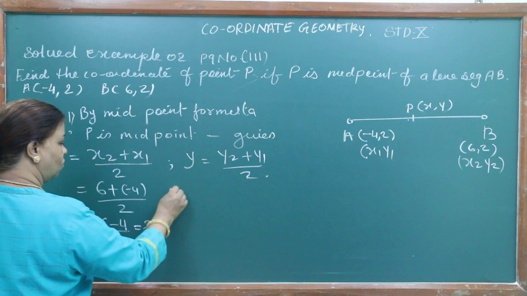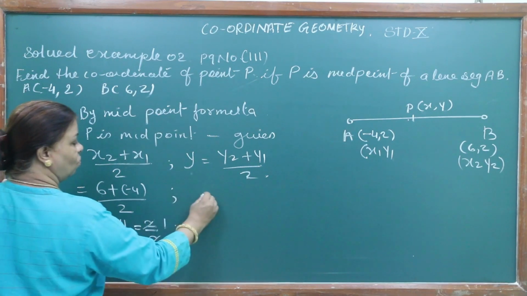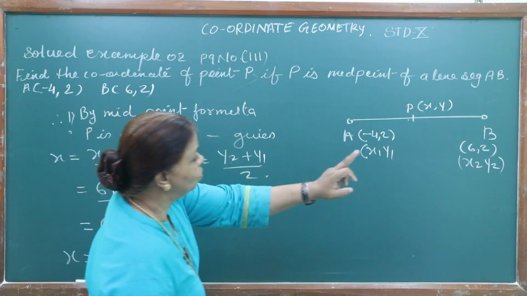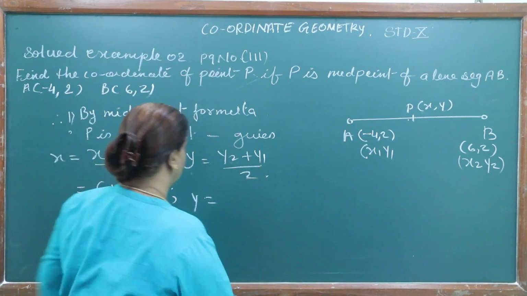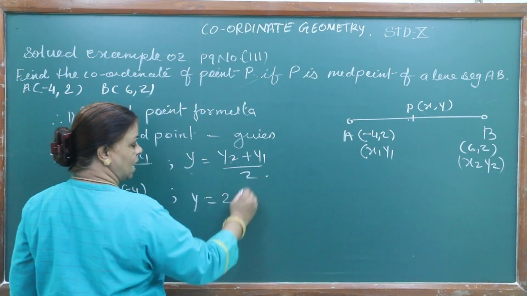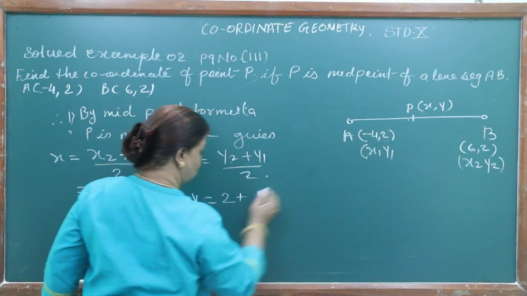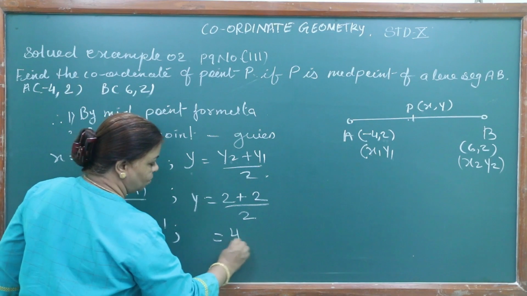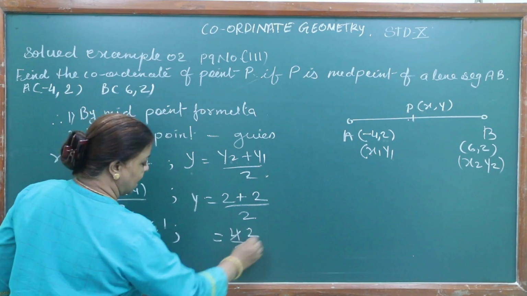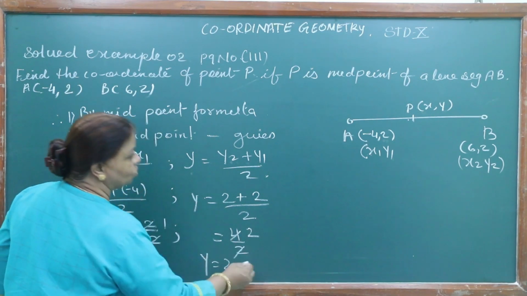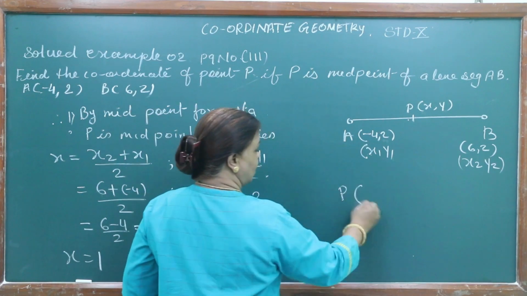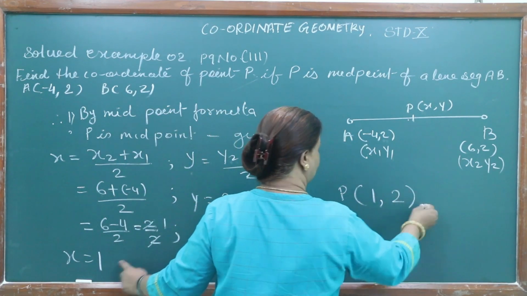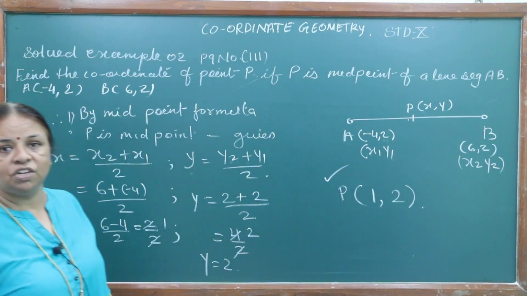Let us go for the y coordinate. y is equal to y2 plus y1 upon 2. y2 is 2, plus y1 is 2, upon 2. That would be 4 upon 2. So 2 2s are 4, and therefore the y coordinate is 2. So your P has x coordinate 1 and y coordinate 2. Done. You can pause the video and solve this.